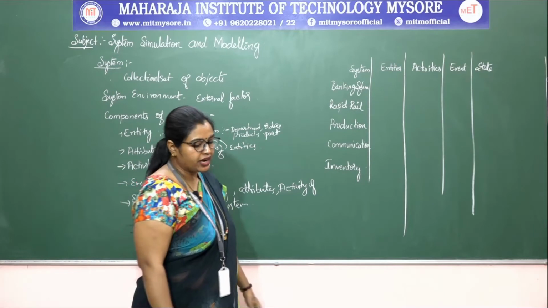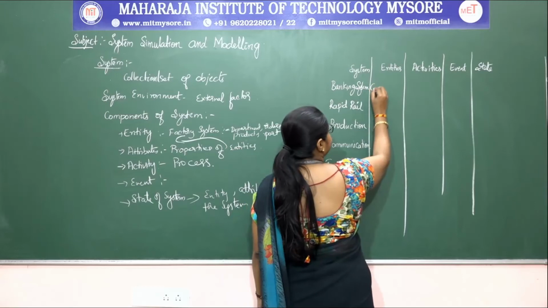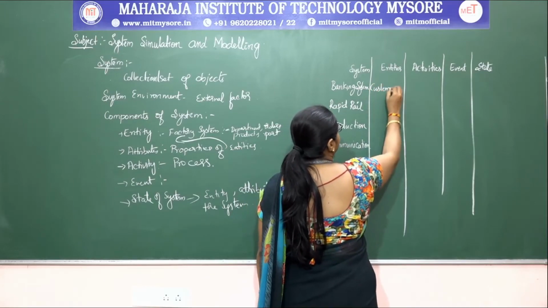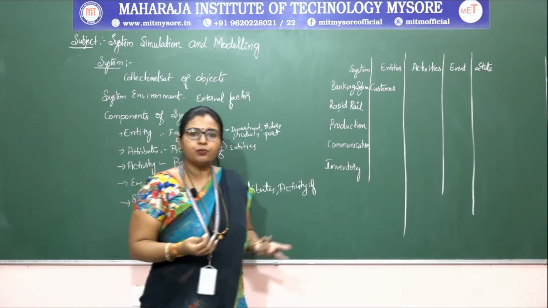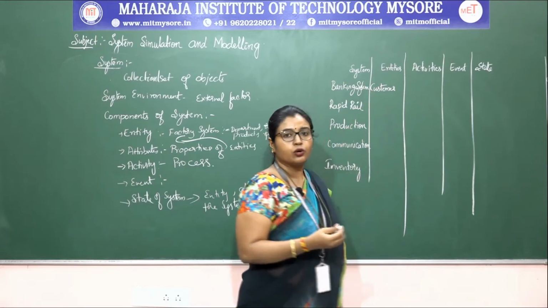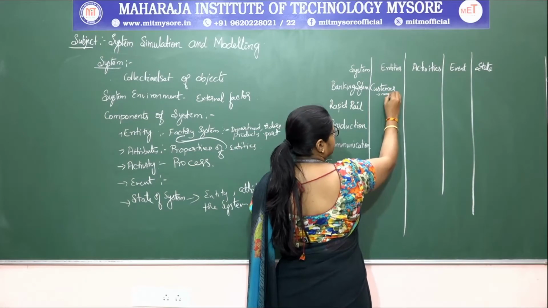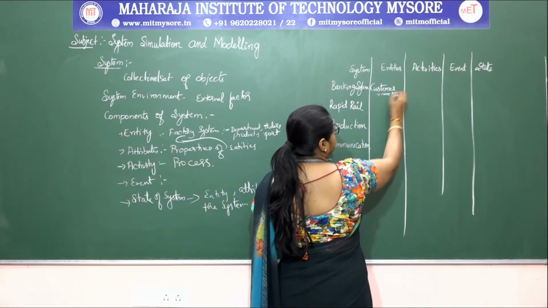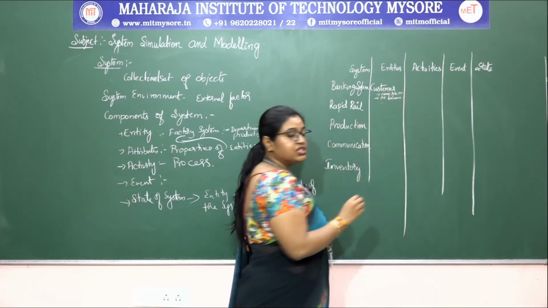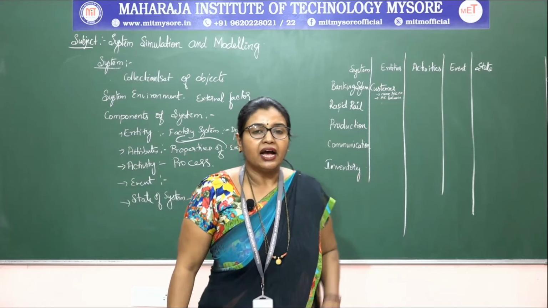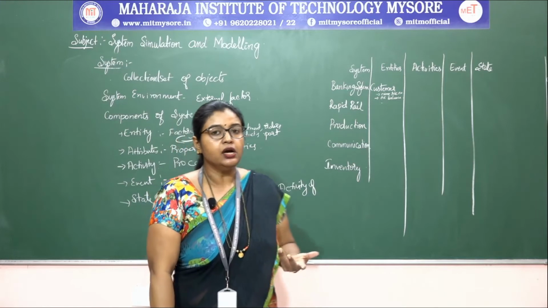Okay, so let us try to write this. The first one is the banking system. I can consider the customer as an entity. If you consider the customer as an entity, what are the attributes of that customer? The customer attributes will be the name of the customer, account number, account balance, etc. I have skipped the attribute column here. You can place that attribute column here for better understanding.